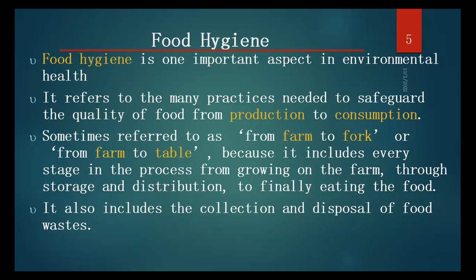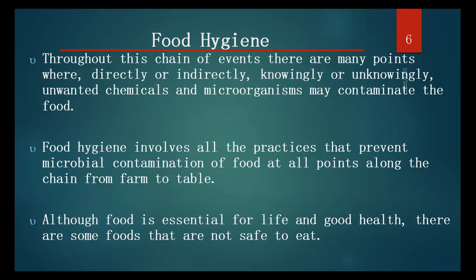Next. So throughout this chain of events, there are many points where the food can directly, indirectly, knowingly or unknowingly be contaminated with either chemicals or microorganisms. So what could be the sources of contamination on farm? Esther Nansubuga, what could be some of the processes that may lead to contamination while still on the farm?